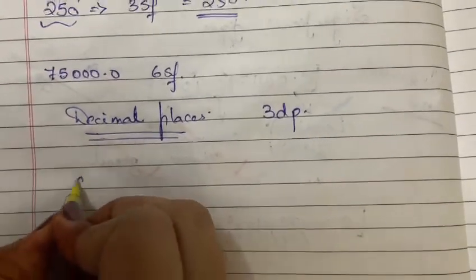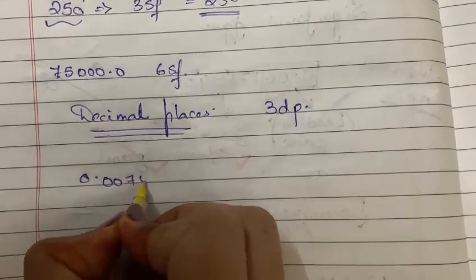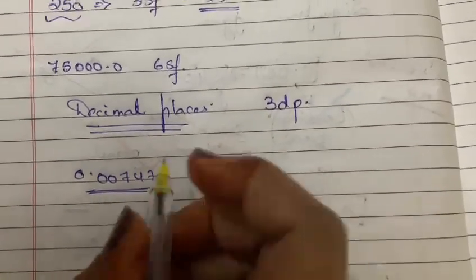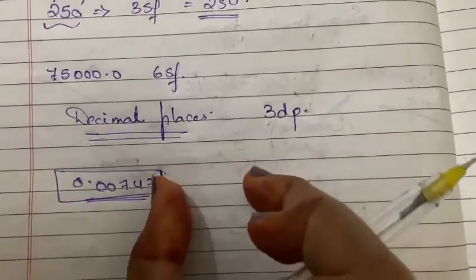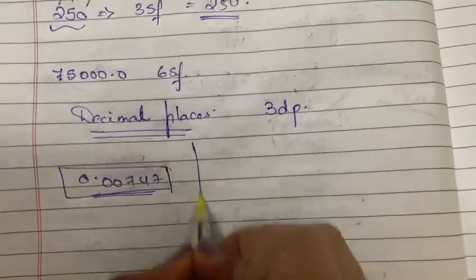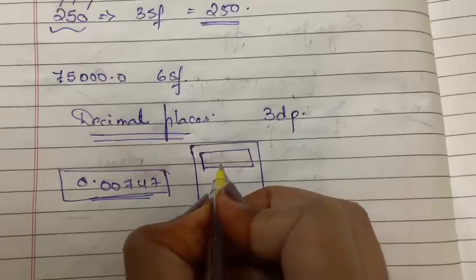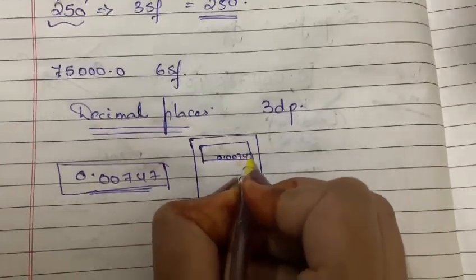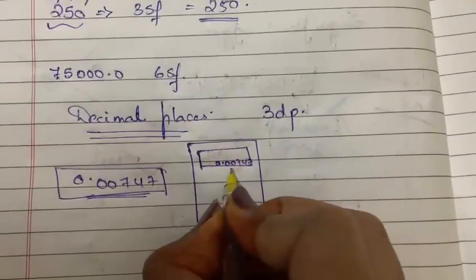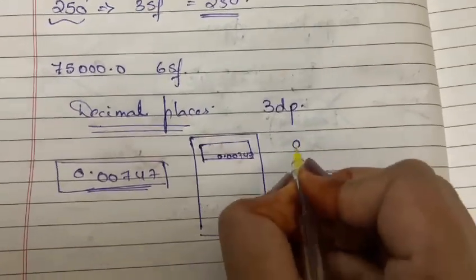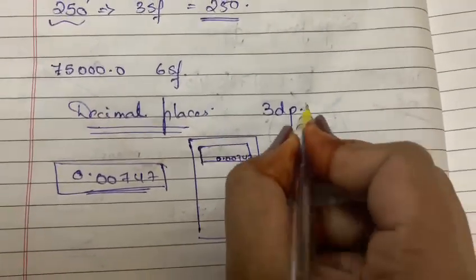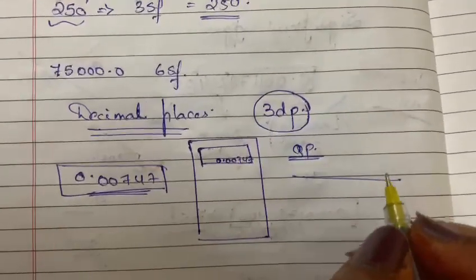If you are given a number like 0.00747, this is the answer that is reflecting in your calculator. When you have calculated and you have got the answer, this is what is being shown on your calculator. 0.00747 is shown here. Now you are supposed to write this answer in your question paper. Okay, so how are you going to write it? Up to 3 decimal places you're supposed to write it.